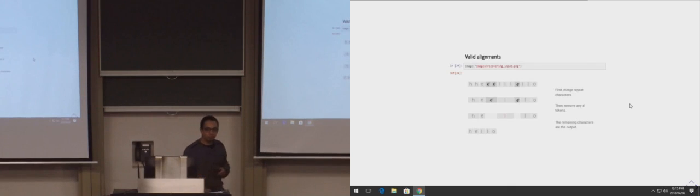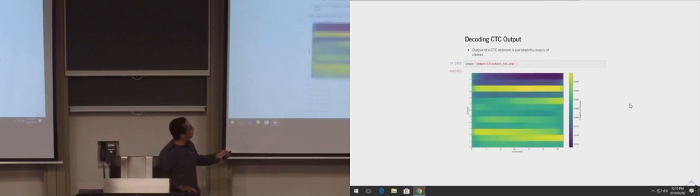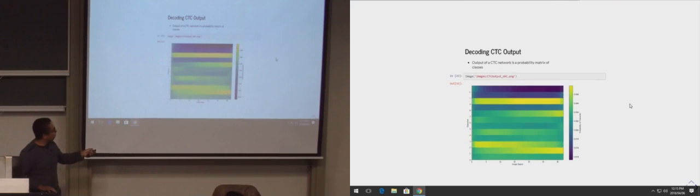Yeah? What's the color coding? It's just probabilities. Higher probabilities are yellow, black are low probabilities, and you can see the scale is quite small, so it's not very sure about these things.